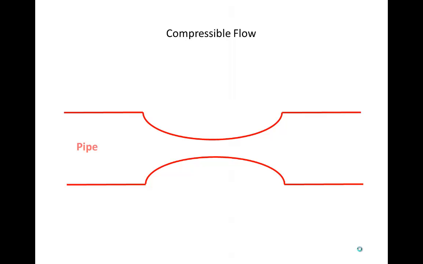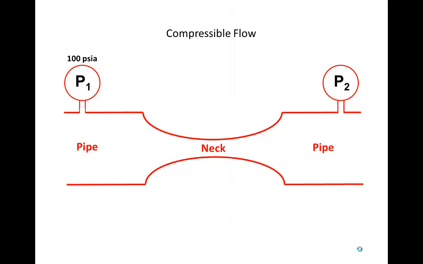I have here a pipe that reduces down through a neck and then expands back out to the same size pipe. The pressure upstream of the neck is given as P1, and the pressure downstream of the neck is given as P2. Let's say that P1 was 100 psi A, and pressure P2 was also 100 psi A. Well, we would get no flow through the neck, because flow is caused by pressure differences, and if there's no pressure difference, we get no flow.